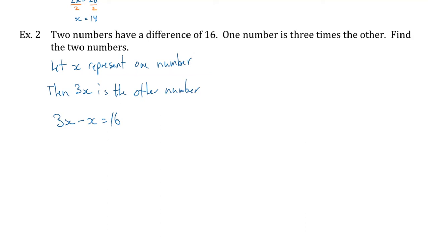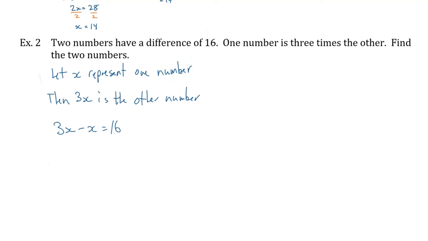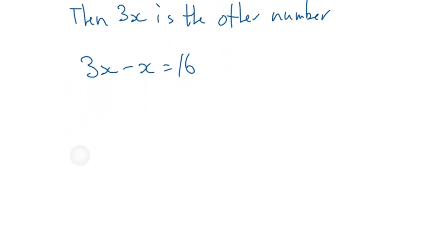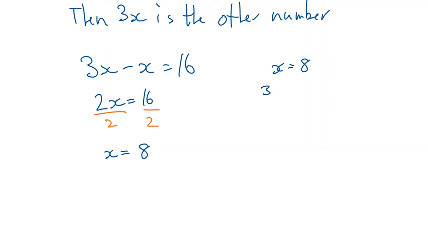Now that we have our equation set up, we just solve. What is 3x minus x? 2x. Remember, this is a step that we're always working towards, where I get something times the variable equals something. Divide by that coefficient. If x equals 8, 3x equals 3 times 8, which is 24.